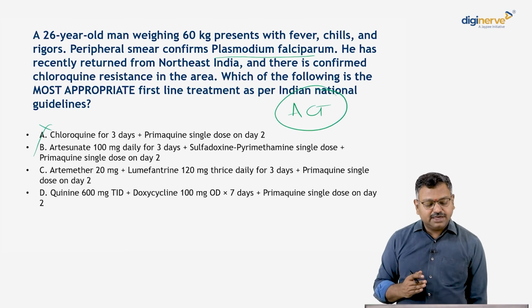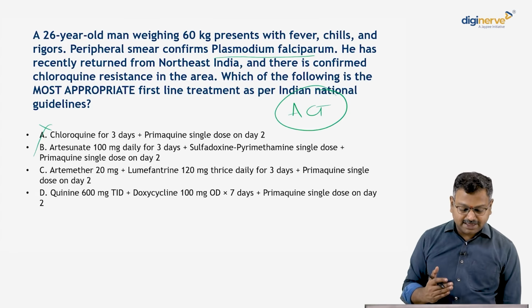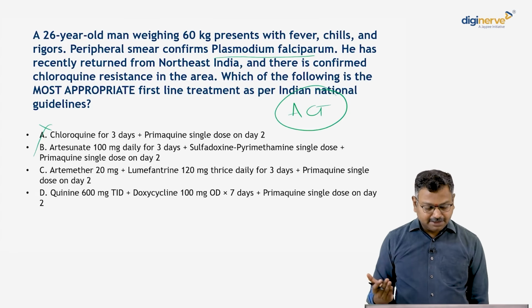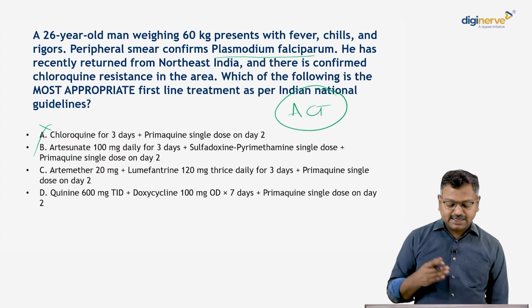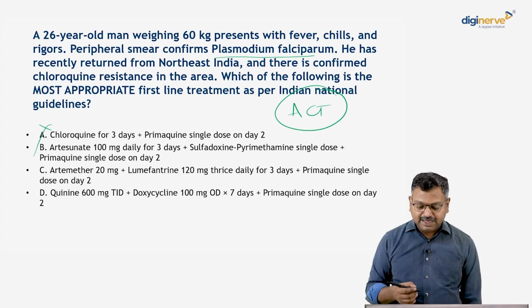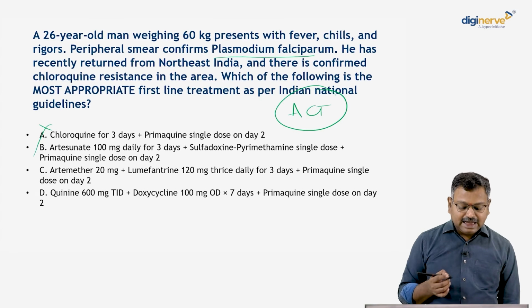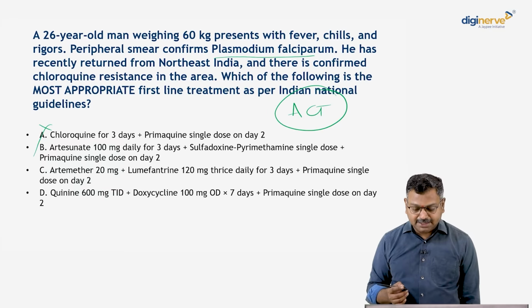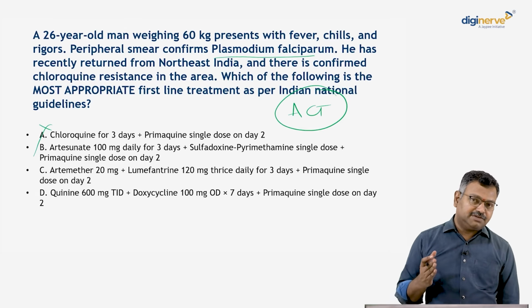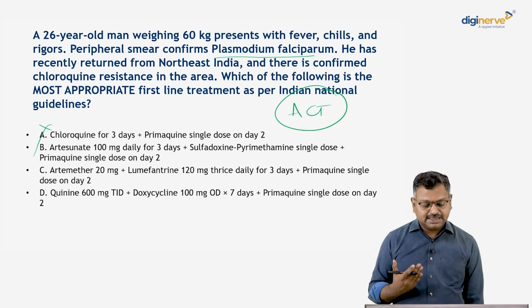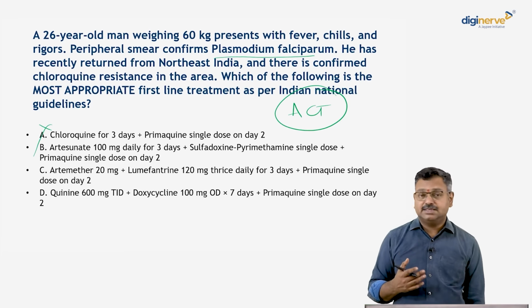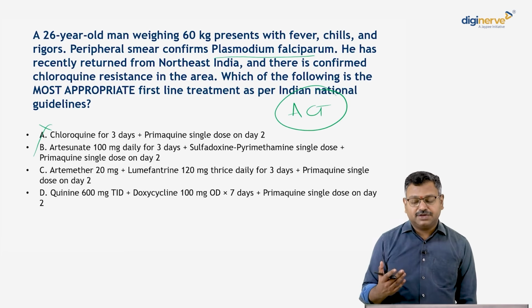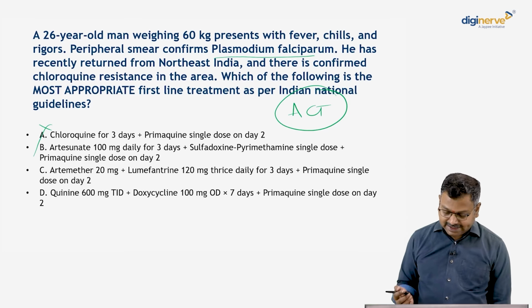Do you give artesunate with sulfadoxine pyrimethamine plus primaquine, artemether lumefantrine plus primaquine, or quinine doxycycline primaquine? The mainstay therapy at present is the artesunate with sulfadoxine pyrimethamine combination. Artesunate we give for 3 days, sulfadoxine pyrimethamine as a single dose on day 1, and primaquine, since it is falciparum malaria, as a single dose only.